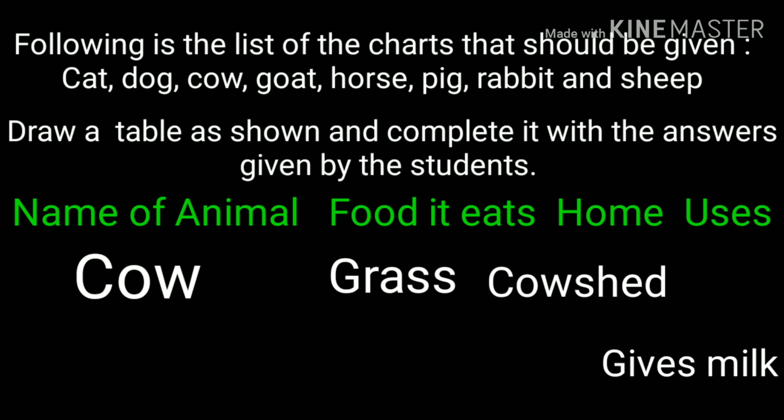The pictures should be of animals like cat, dog, cow, goat, horse, pig, rabbit, sheep, etc. And then teacher should draw a table on the blackboard and complete it with the answers that would be given by the students. Teacher should write name of the animal, food it eats, home and uses. For example, cow eats grass, home is cowshed and it gives us milk. Then teacher may write the following animals like dog, horse, pig, rabbit, sheep, etc. and elicit the answers from the students.